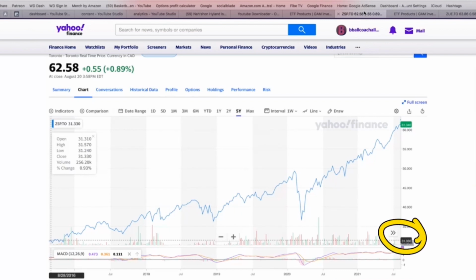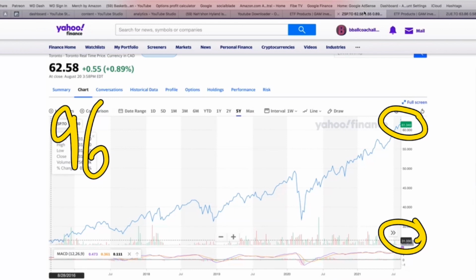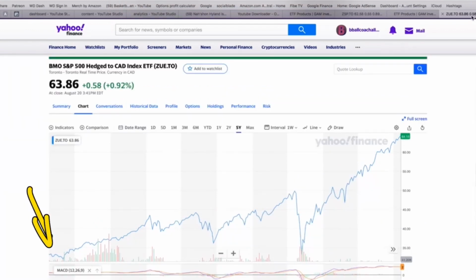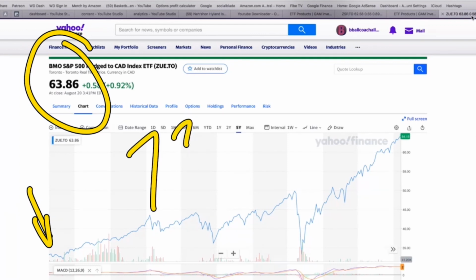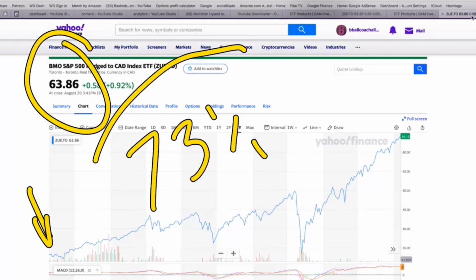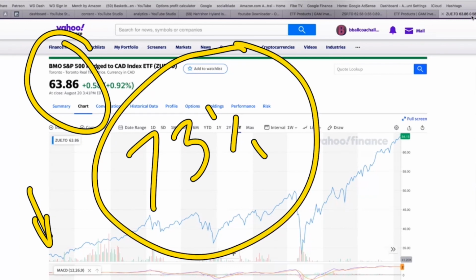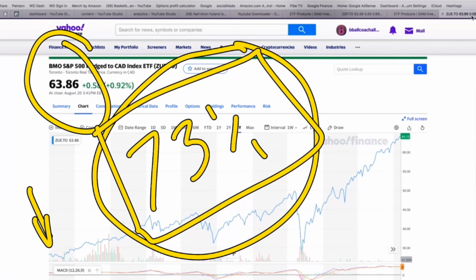So in the non-hedged over the past 5 years, it's gone from $31 to $61, which is about a 96% roughly increase in the stock price of the ETF price. Meanwhile, 5 years ago, we can see that it was around $37, and it's currently sitting at $64, which makes the hedged ETF an increase of roughly 73 percent. So we can see over this 5-year period that the hedged ETF has underperformed the non-hedged.